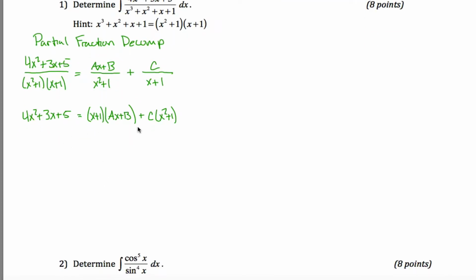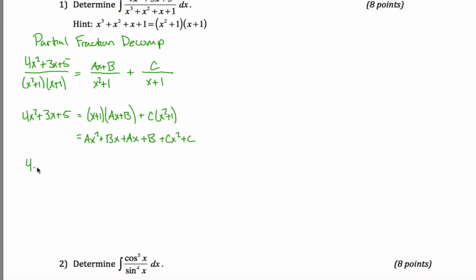So now I got to solve for a, b, and c. I got an equation. Presumably I can do this. It'll help to get rid of all the parentheses, so I'll FOIL this out to get ax squared plus bx plus ax plus b. And then I'll distribute that c through to get cx squared plus c. And so if 4x squared plus 3x plus 5 equals this, then this term plus this term must add up to give me 4x squared.